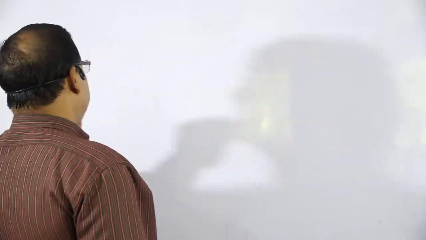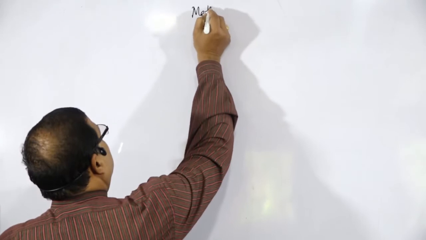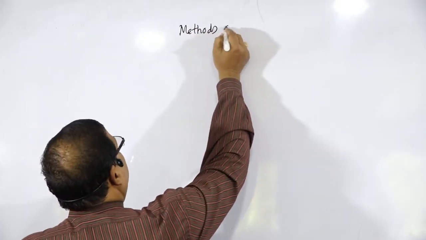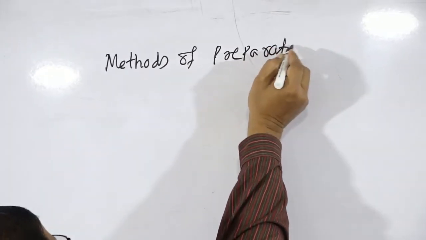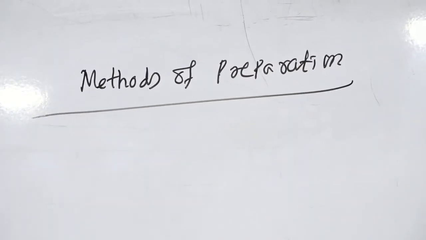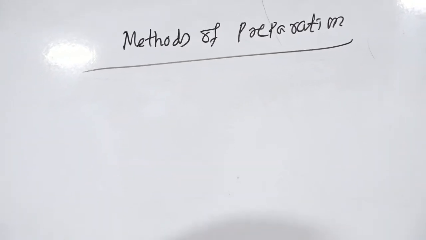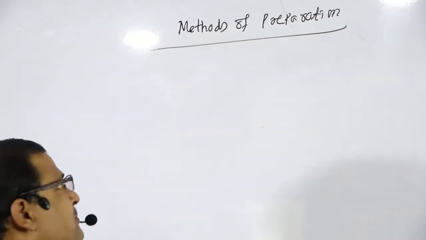So dear students, in the last class we discussed the general aspects of alkyl halides and aryl halides. Today we will start the methods of preparation of alkyl and aryl halides. Methods of preparation. First, we take alkyl halides.